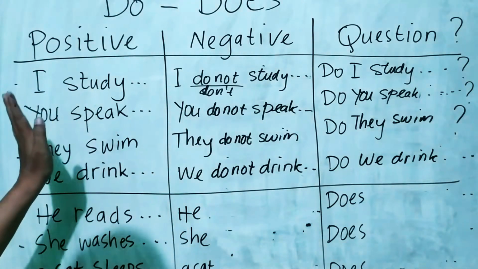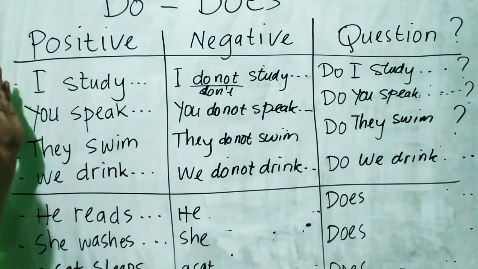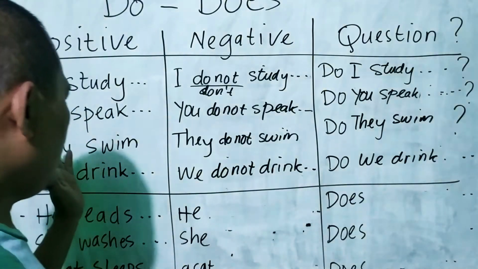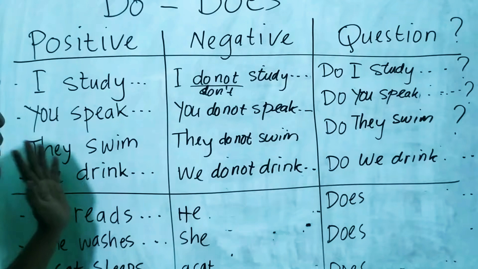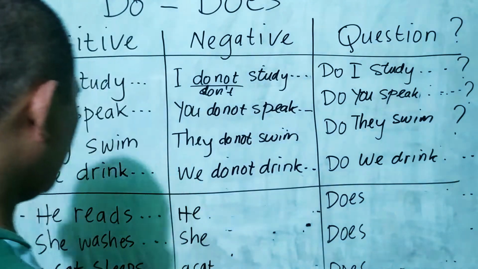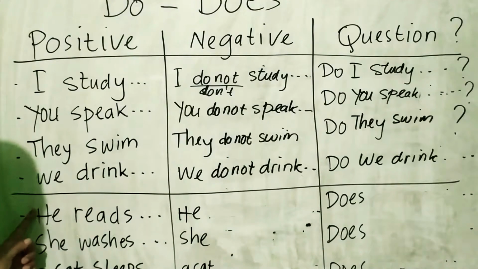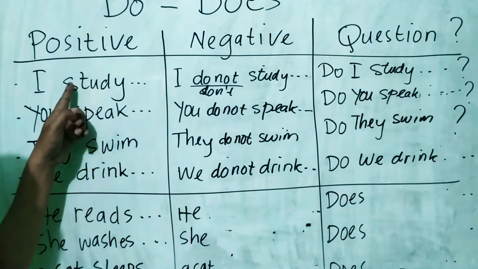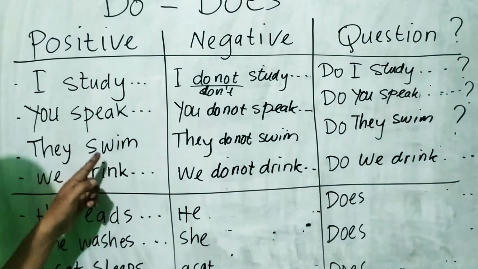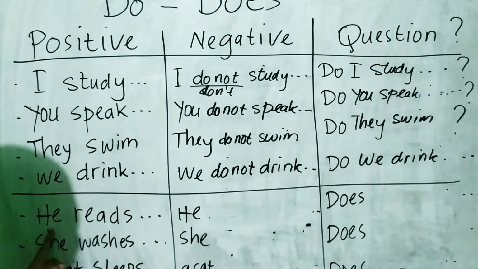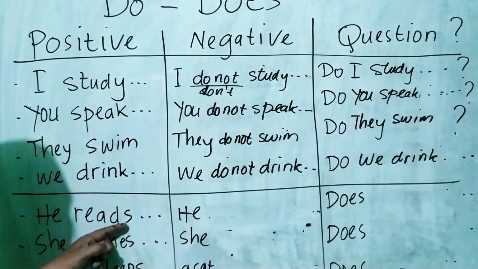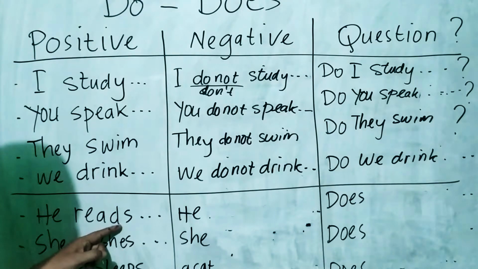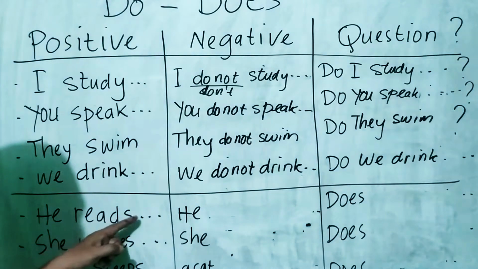And this comes from the positive, where the verb is without S, like I study. You speak, not you speaks. They swim, not they swims. We drink, and this is negative and question. How about now, if the subject is he or she? He reads with S, different from I study, you speak, they swim, and we drink. If the subject is he, you can add S or ES after the verb. He reads books, he reads magazines.